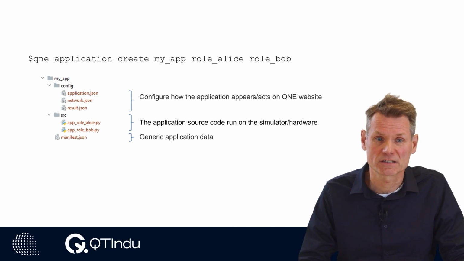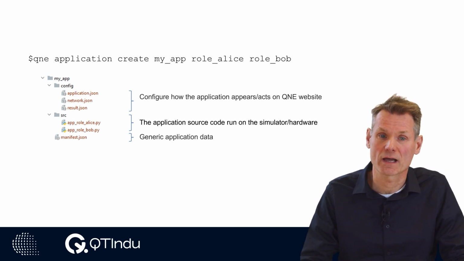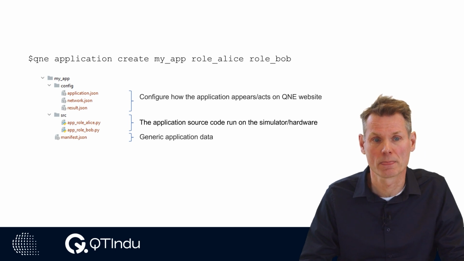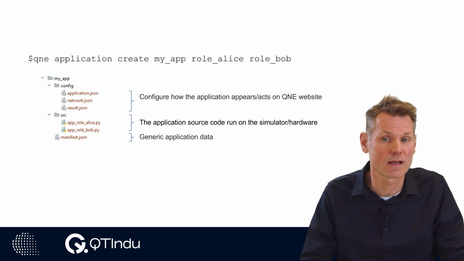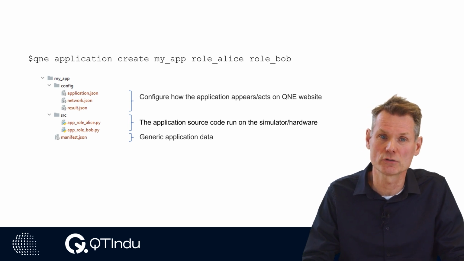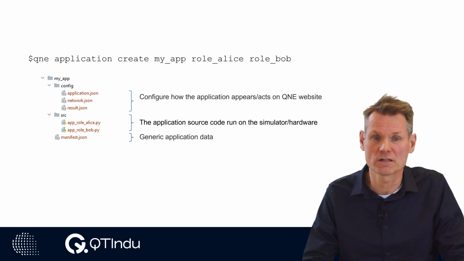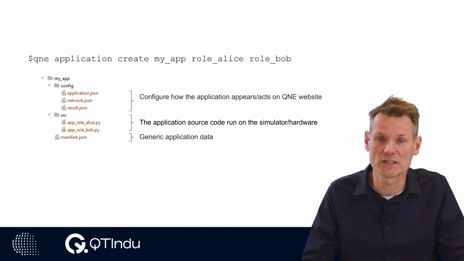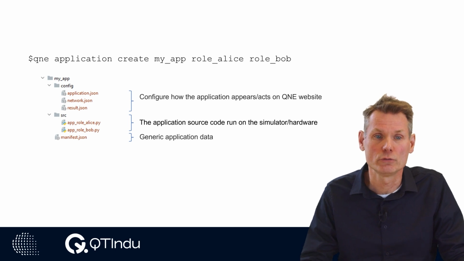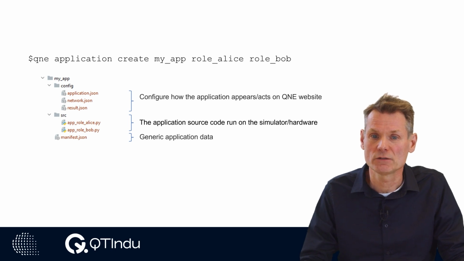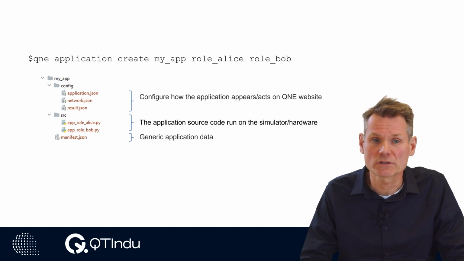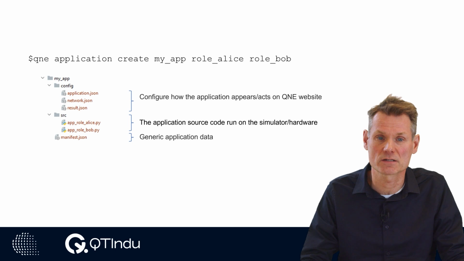A manifest JSON holding the generic application data. Quantum Network Explorer is able to run experiments for totally different applications in the same generic user interface without changing the front-end and back-end code for each new application. We do this via configuration files defined in the directory config. In the next section, we dive deeper into the structure and content of these configuration files.